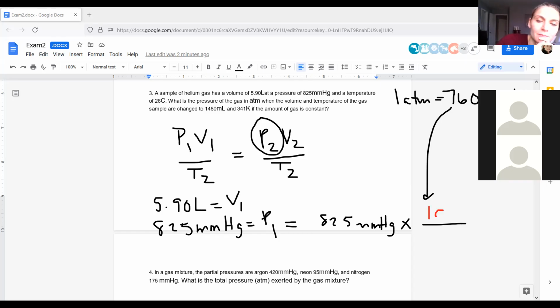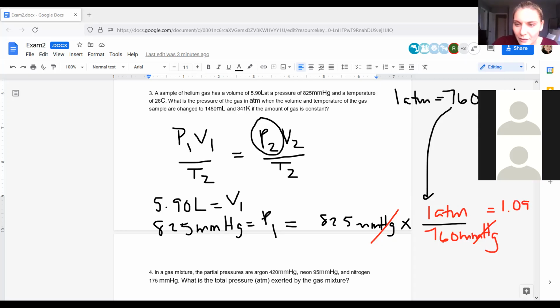One ATM would go on top. Yeah, and 760 on the bottom. Perfect. So now we've already gotten rid of that little conversion there. So we're good to go in ATM. So 825 divided by 760. We end up with, I'm going to go a little further out, I'm going to go to 3 significant figures, 1.09 ATM.